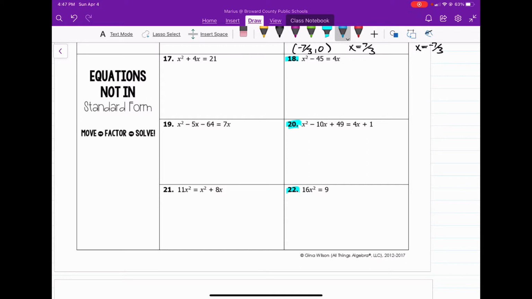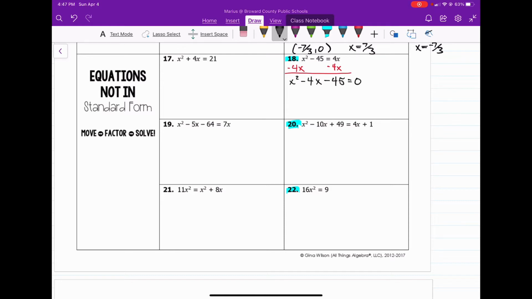Basically, whenever we solve for the solutions or roots of a quadratic equation, it has to be set equal to 0. None of these equations in 18, 20, or 22, or any of them on this screen right now, are set equal to 0. So for number 18, I have to start by subtracting 4x from both sides. Now, when we do that, we're going to end up with x squared minus 4x minus 45 equals 0.